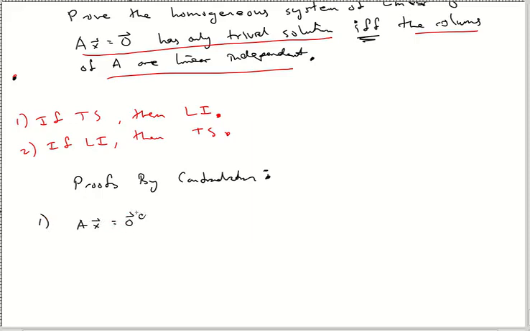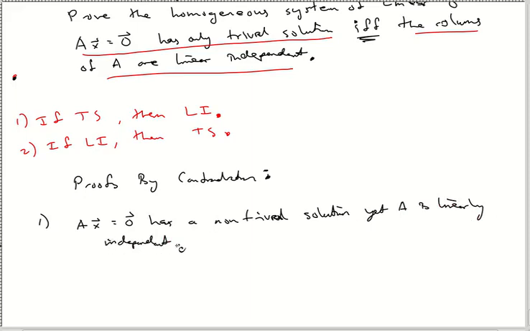Assume AX is equal to 0 has a non-trivial solution. Okay. Yet, A is linearly independent. Okay. So I'm going with this number one here, basically.